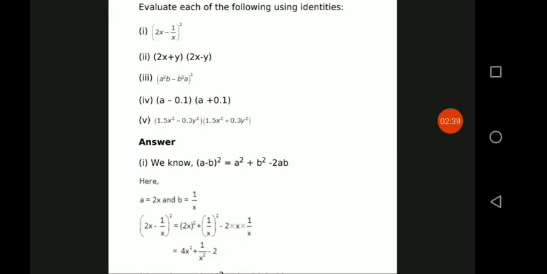Now the third part says (a square b minus b square a) whole square.